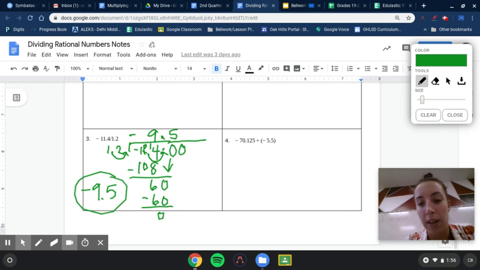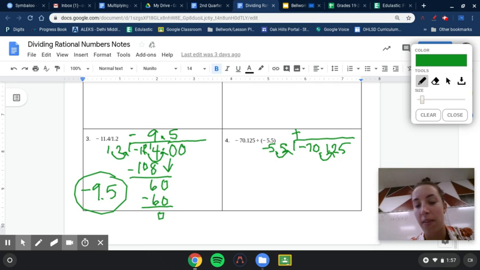Okay, last one. Remember, the first number is always the number that goes inside the box. So I've got negative 70.125. And then I have to divide that by negative 5.5. I know a negative divided by a negative is a positive, so I'm going to put a positive sign up there. And I can't divide a decimal on the outside, so I'm going to move it over one spot, which means I have to move it over one spot right here. So now I have to do 55, and then I have to do 701.25. So I know that 55 can go into 70 one time, which is 55.